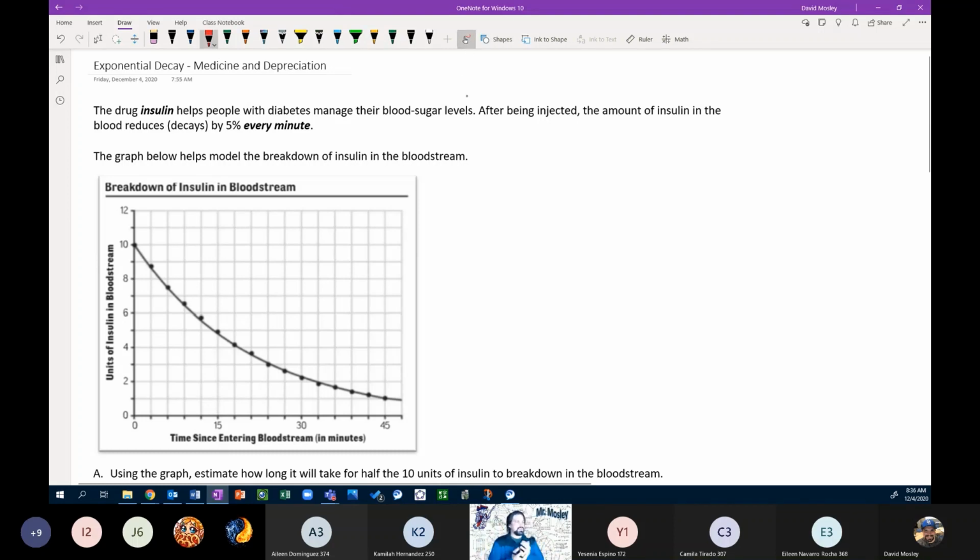So for example today, we're again looking at exponential decay. Our first example here is dealing with the drug insulin. This helps people with diabetes manage their blood sugar levels, people who are diabetic, people who need insulin, so that things don't go horribly wrong. After being injected, the amount of insulin in the blood reduces or decays by 5% every minute. So again, like last class, we need to pay attention to the units of time so that we can answer questions appropriately.